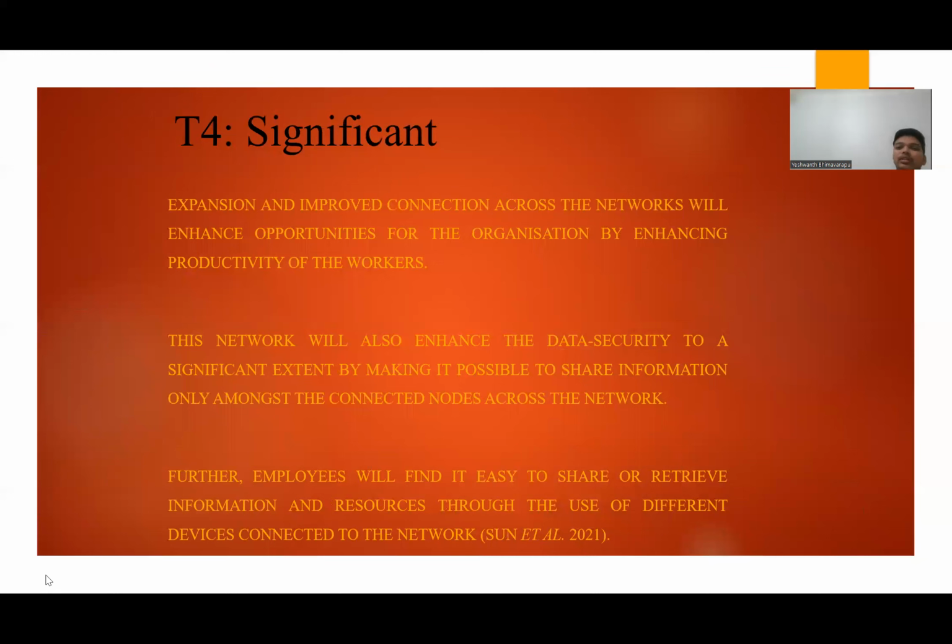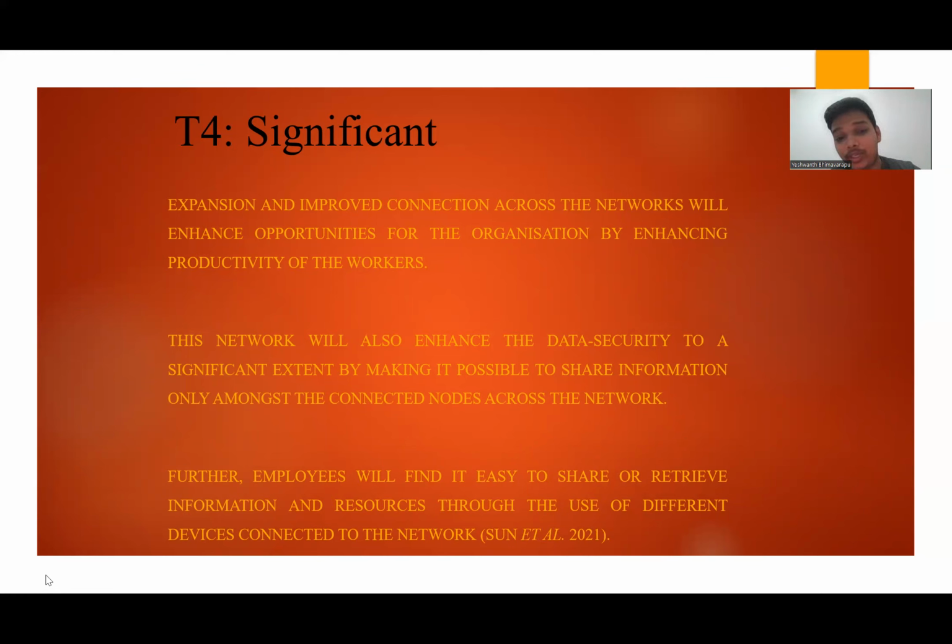Now when I come to the significance to the senior management, this is a very important topic, in my opinion. Significance is like a conclusion, but yes, it is really important for the senior management. Expansion and improved connection across the networks will enhance opportunities for the organization by enhancing the productivity of the workers. This is one of the significant lines related to the senior management.